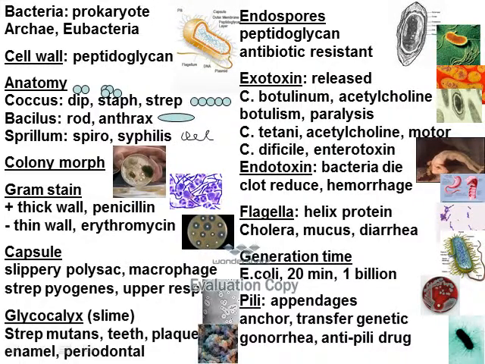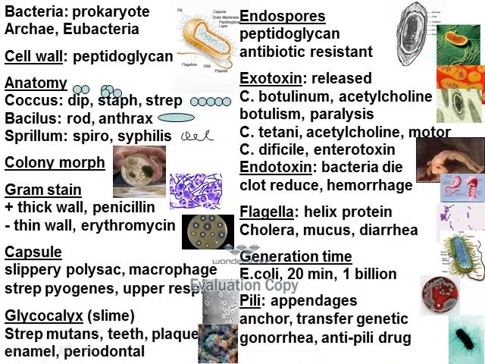Review here. Bacteria are prokaryotes. There's two groups. The archae. Think of archaeologists, right? Ancient. And the eubacteria, the modern ones. Cell wall, peptidoglycan. We can't forget that. Anatomy means shape. There are different types of coccus. There's Diplococcus, staph, and strep. Staph is a clump, and strep's a chain. Bacillus is rod. Think of anthrax. Spirillum is that spiral shape, such as syphilis.